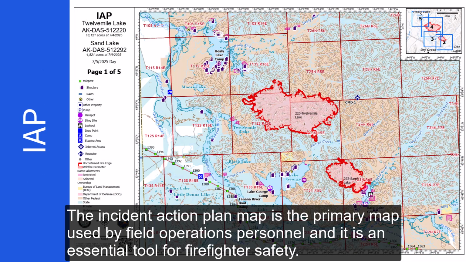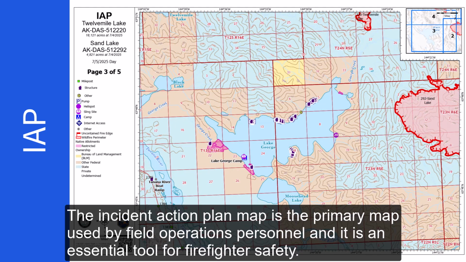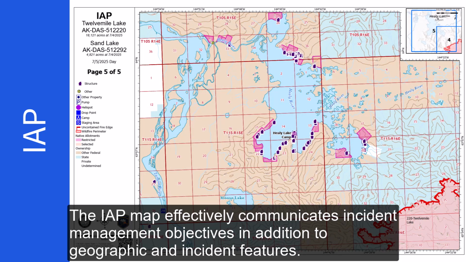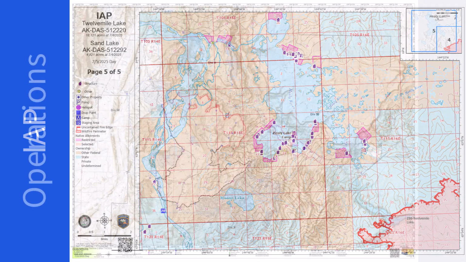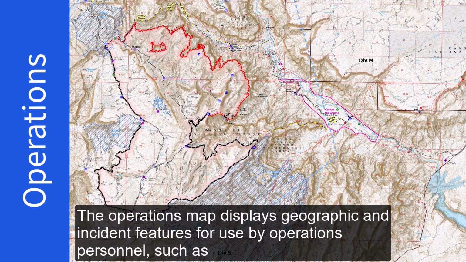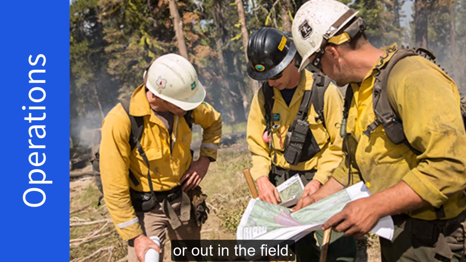The Incident Action Plan map is the primary map used by field operations personnel, and it is an essential tool for firefighter safety. The IAP map effectively communicates incident management objectives in addition to geographic and incident features. The Operations Map displays geographic and incident features for use by operations personnel, such as Operations Section Chiefs, Operations Branch Directors, and Division and Group Supervisors, either in the Incident Command Post or out in the field.